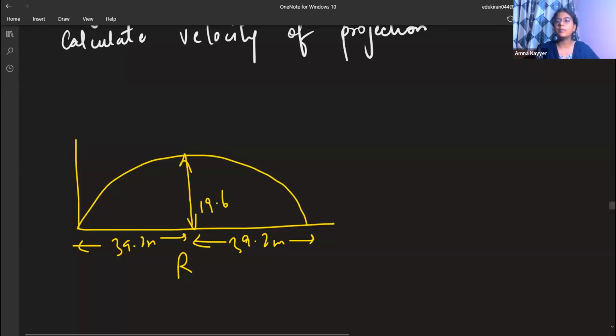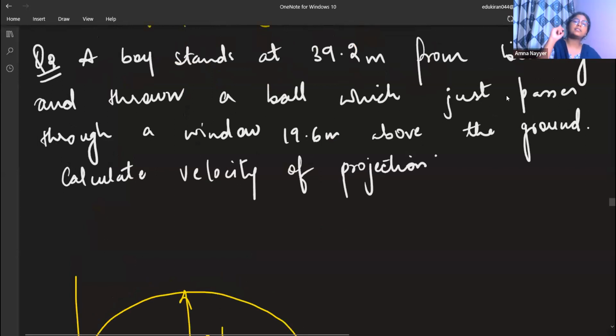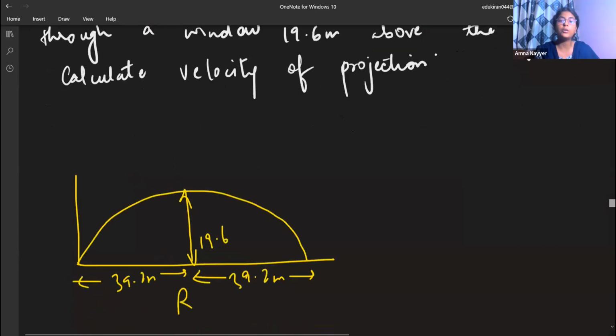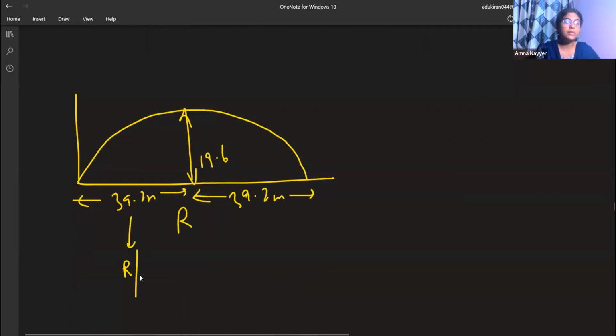Why? Because the question says the ball just passes through a window 19.6 meters above. So he's standing at 39.2 from the building from which the ball has been thrown. That means 39.2 is not the range of motion; 39.2 is half of the range of motion. So for the range you have to double it: 39.2 plus 39.2 gives the range of motion. We have to find the velocity, but we have the height. This is our height, and this is R by 2. We have the range. We do not have u, but we can find it.